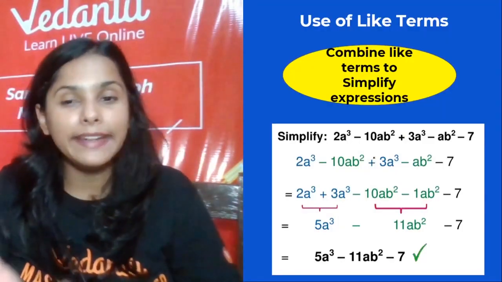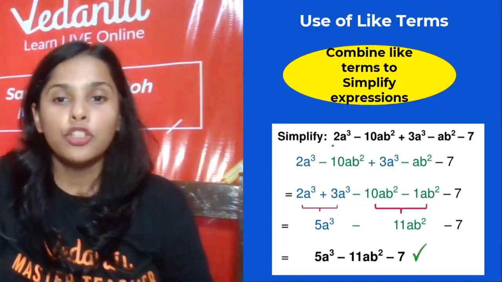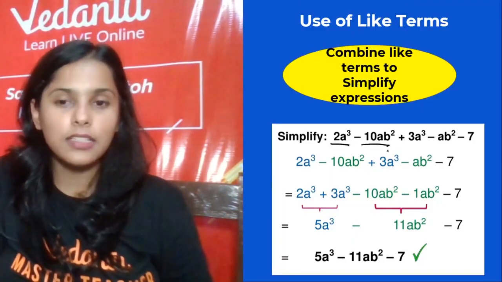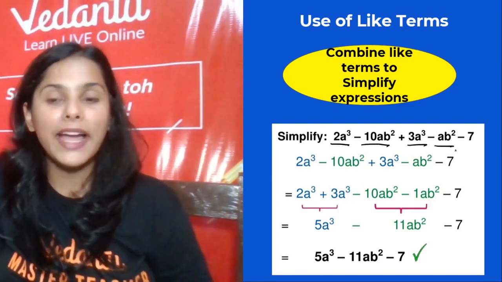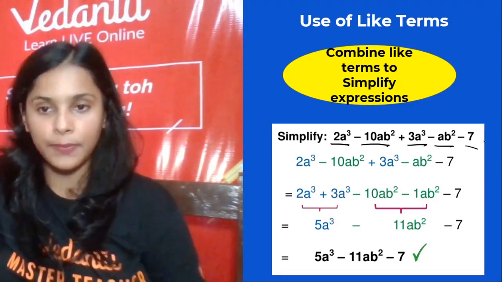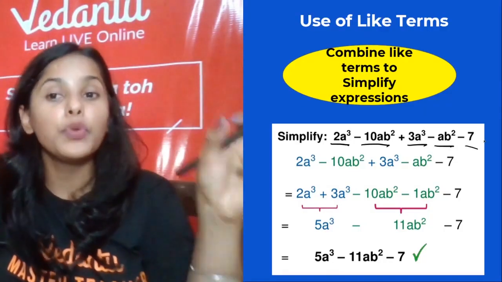Now, use of like terms. We can combine terms to simplify expressions. So let's take an example: 2a cube minus 10ab square plus 3a cube minus ab square minus 7. Now combine the like terms together.